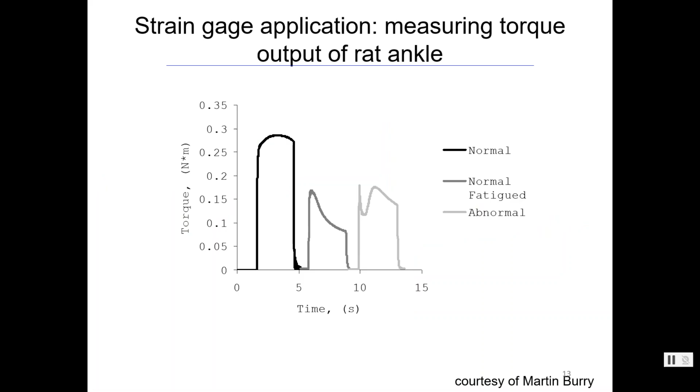This was the data that was collected. So they got the torque under normal, fatigued, and then abnormal fatigued.